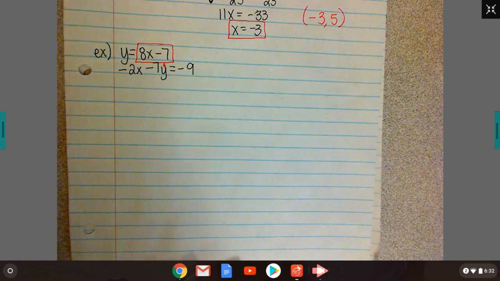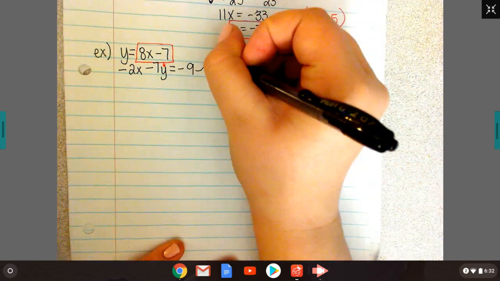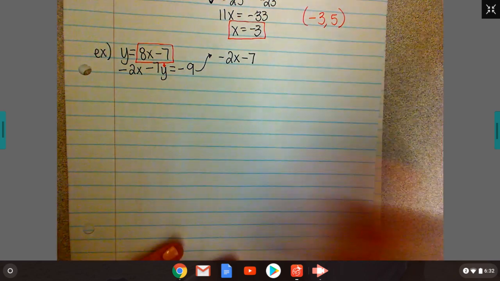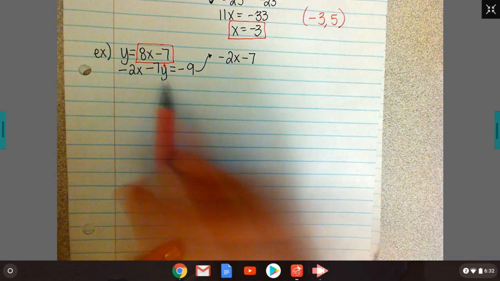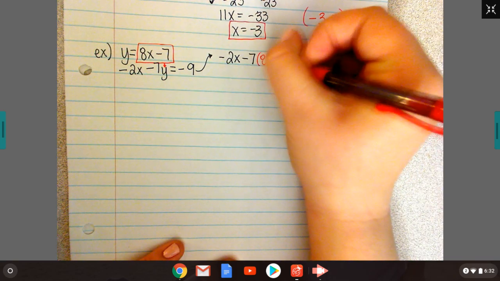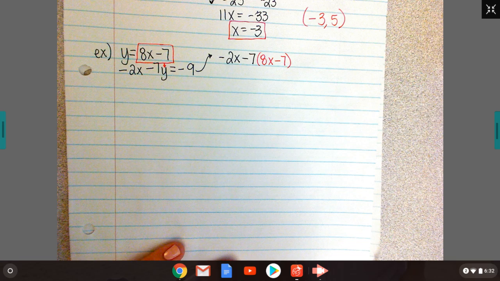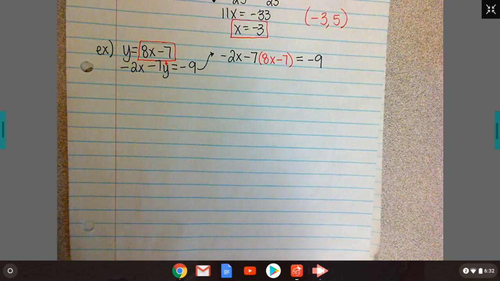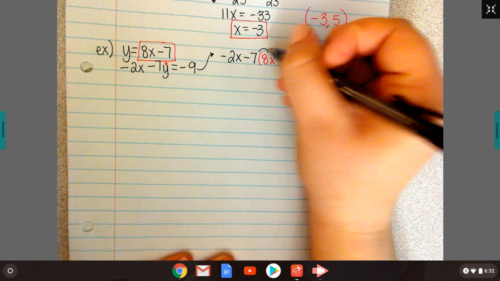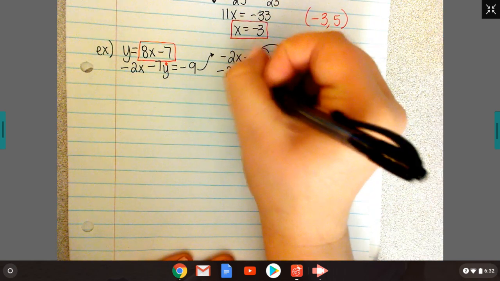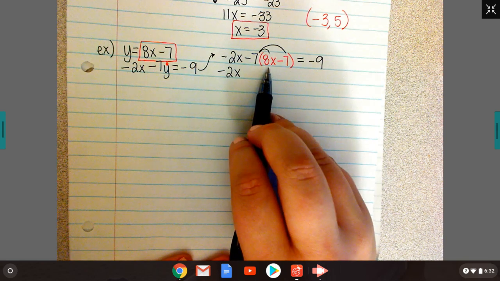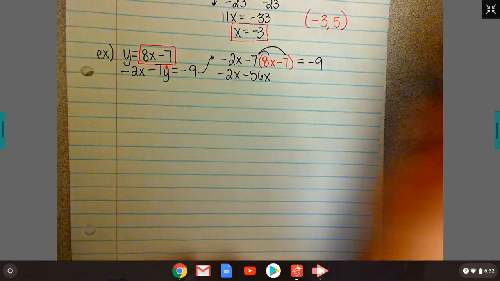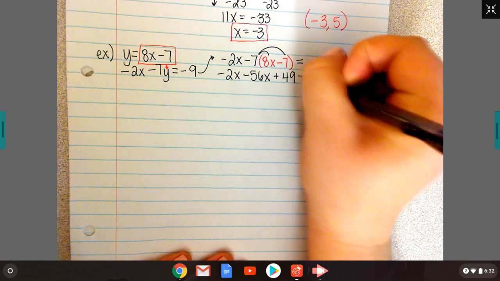So I'll just have to end up doing some distributing. So let's do that. I'm going to write it up here. Negative 2x minus 7, and make sure you put a parenthesis. So this whole thing is going in the y. It deserves a parentheses. And then I'll just copy the rest down. From here, let's do some distribution. So I've got negative 7 times 8x is negative 56x. Negative 7 times negative 7 is positive 49.